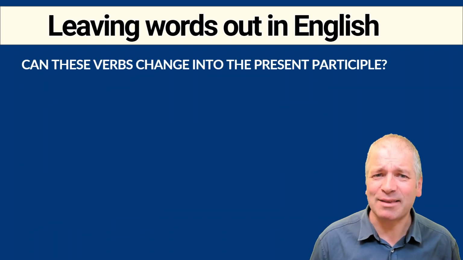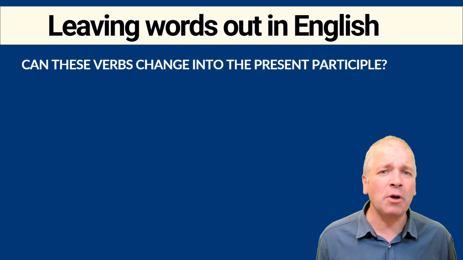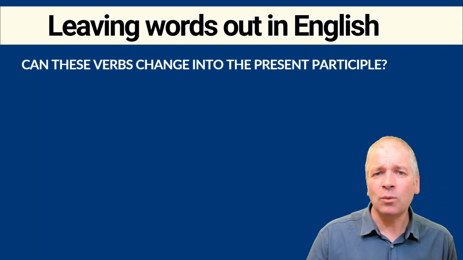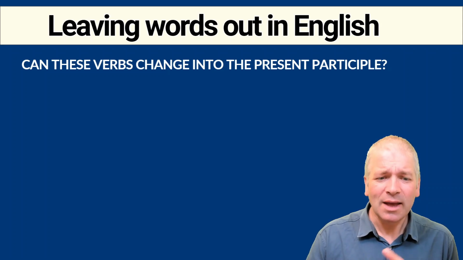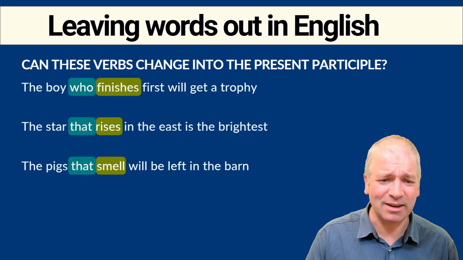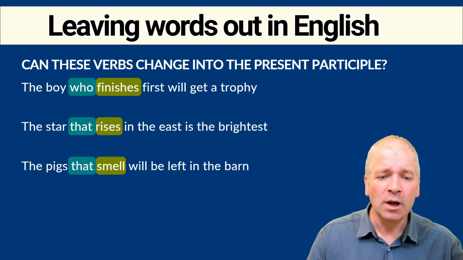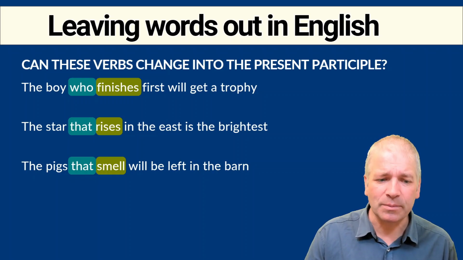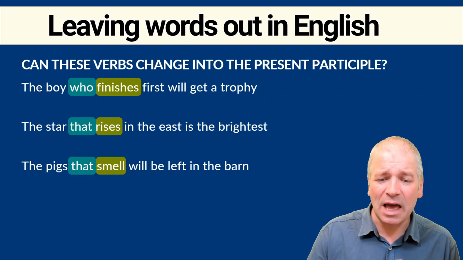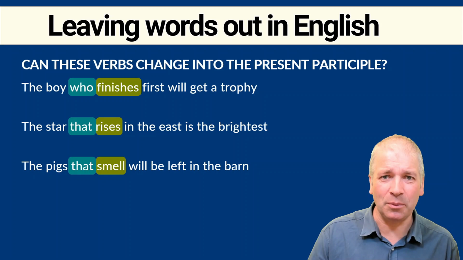Now remember, I said that we would return to rule number 2 about when the relative pronoun is a subject and we're using the simple form. Can these verbs change into the present participle in these sentences? The boy who finishes first will get a trophy. So who is the relative pronoun? It's the subject. Finishes is the verb in the present simple tense. The star that rises in the east is the brightest. The pigs that smell will be left in the barn. So that is a relative pronoun. Rises and smell are both in the present simple.